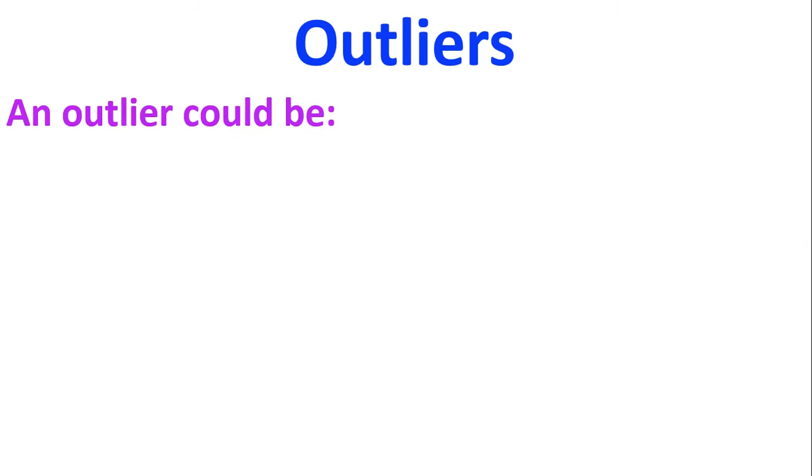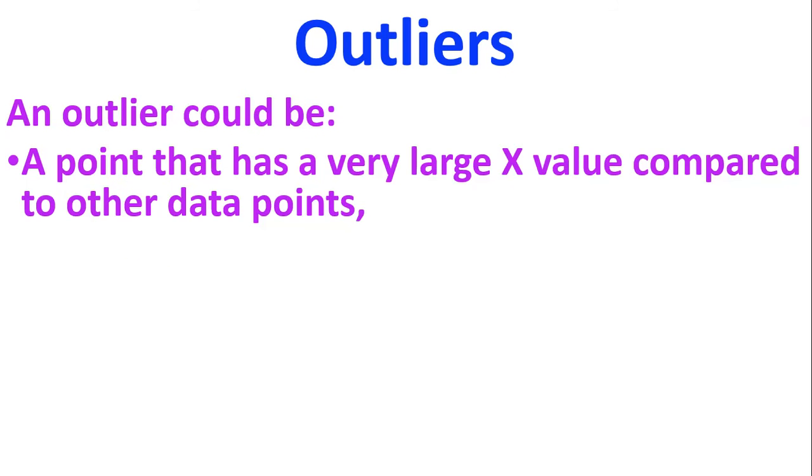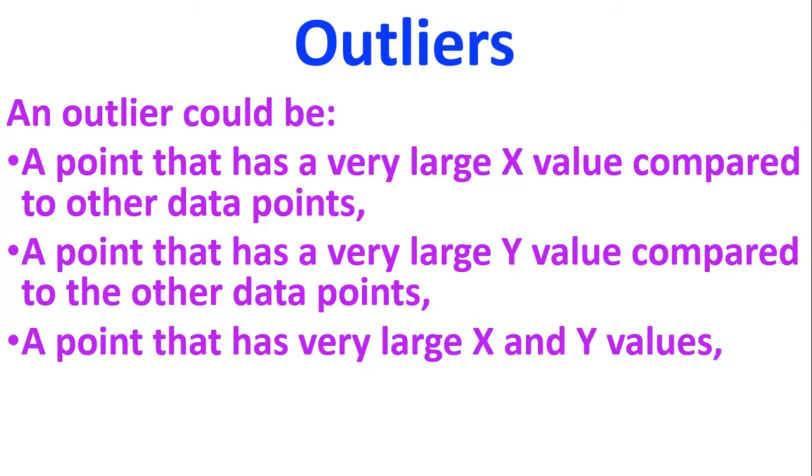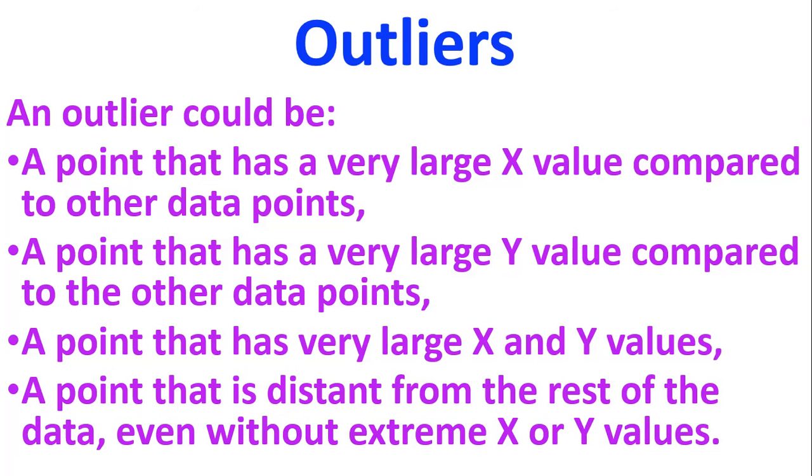So when we talk about outliers, an outlier could be a point that's got a very large x value compared with other values. Okay, it could have a very large y value, it could have a very large x and y value, or it could be just a point that is quite distant but hasn't got an extreme x or y value. Let's have a look at some examples to show you what I mean.